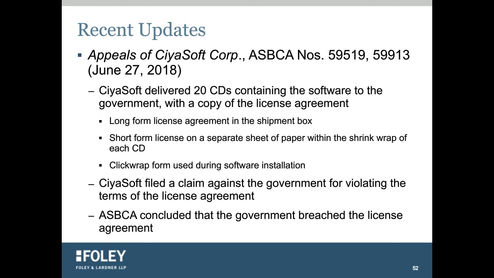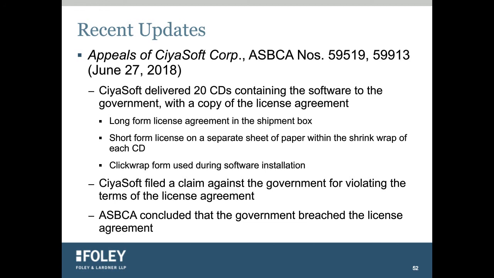And in the box with the CDs, they included their standard license agreement. With each CD in the shrink wrap, there was a short form license agreement. And then as it got installed on computers, there was also a click accept function. Now, typically, CyaSoft requires contractors and companies, or their customers, to register the software in order to download it.